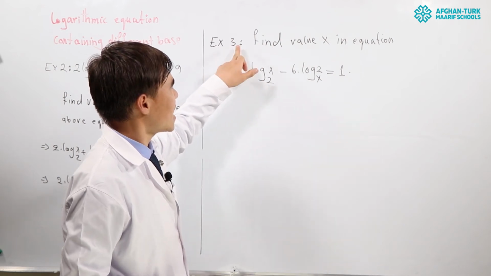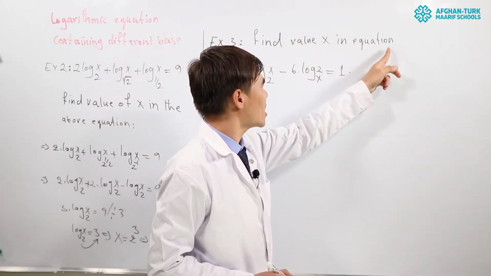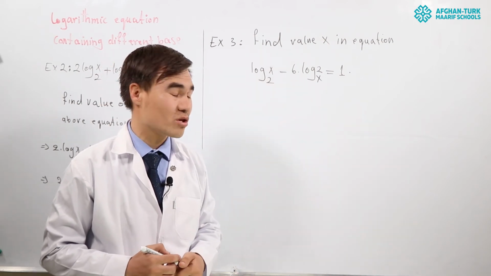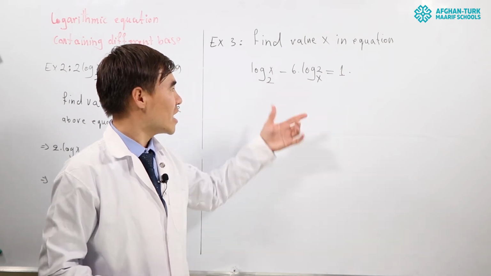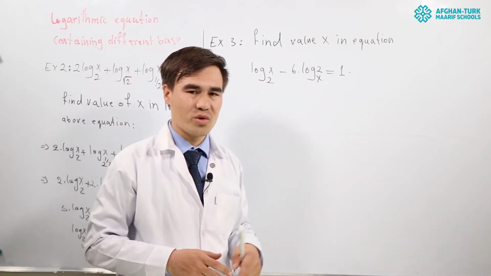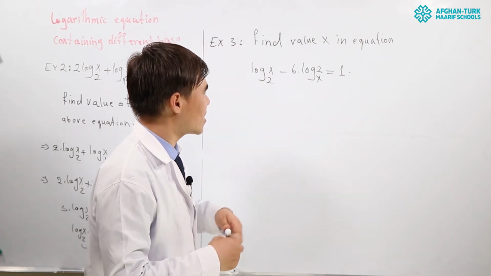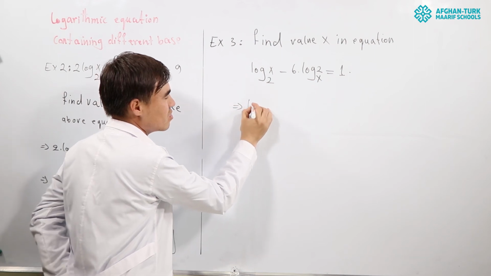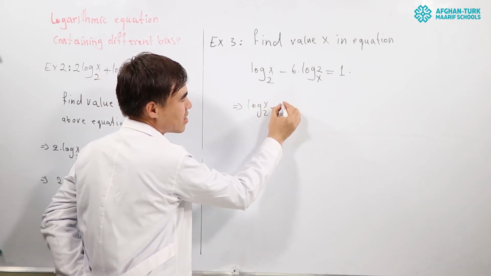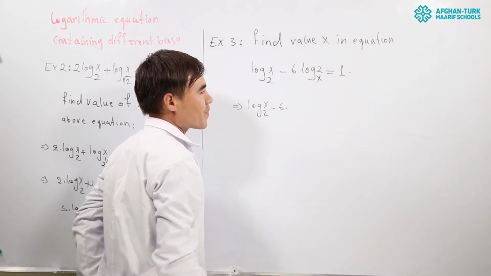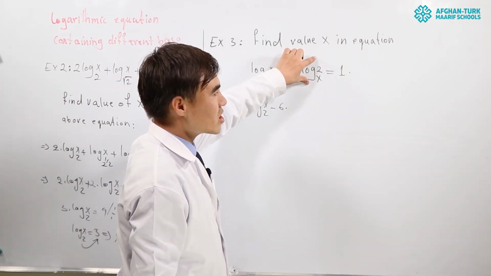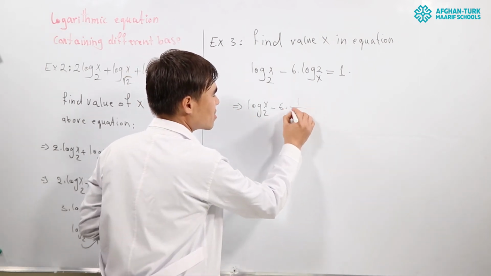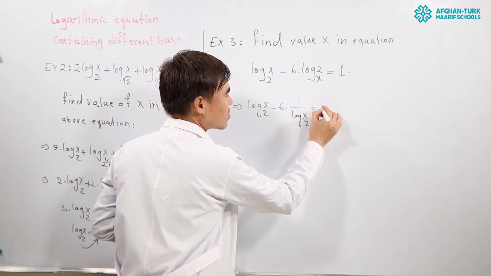Example 3 says: find the value of x in the equation which is log of x to base 2 minus 6 times log of 2 to the base x is equal with number 1. As you see, the bases are different from each other. At that time, we need to make the same base. Here, let's have some changes. Log of x to base 2 minus 6. When I want to change the base of this logarithm, according to the last properties, I can change it to 1 over log of x to base 2, is equal with 2.